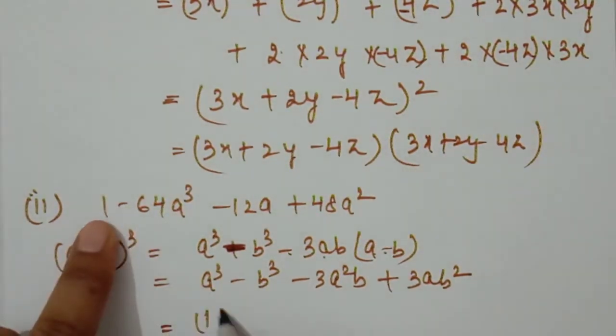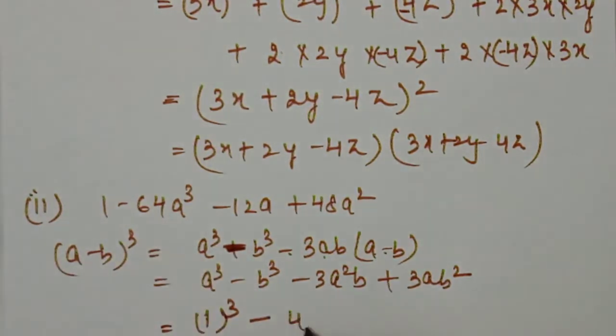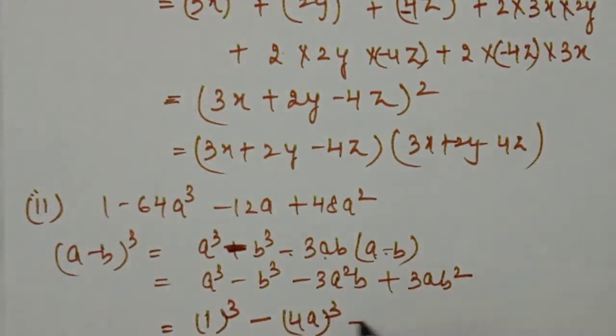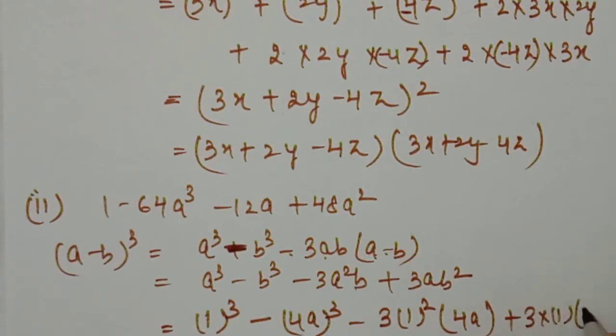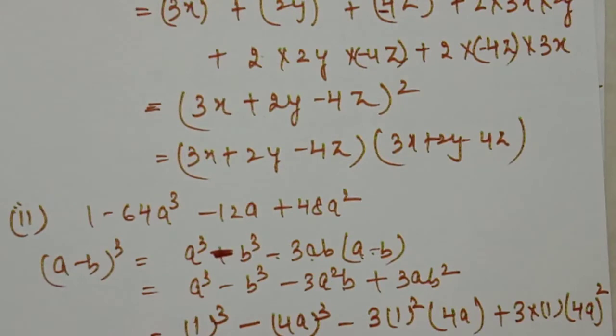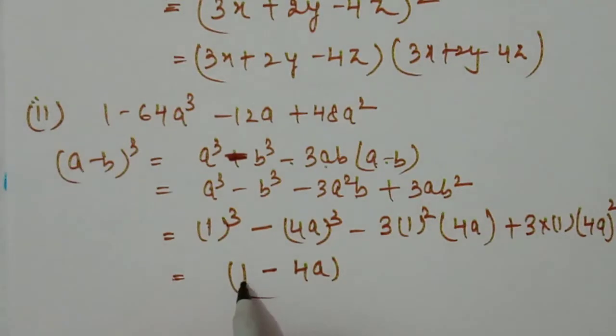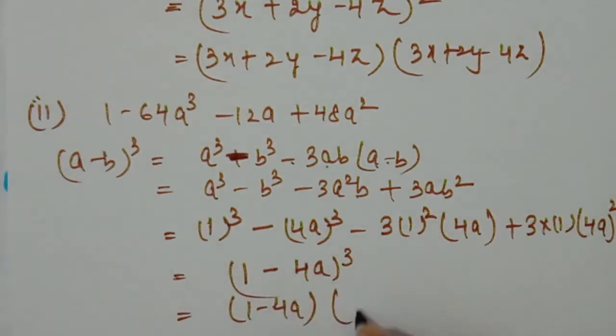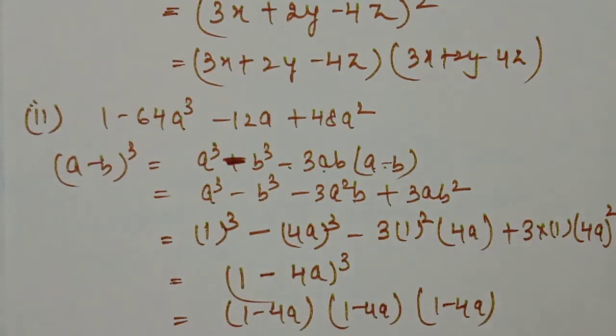Here we have a cube is 1 cube and b part is 4a cube and minus 3a square b means 1 square, b means 4a and 3 into 1 into 4a whole square. Check they are equal to this or not. Yes, definitely they are equal to this. So it is a is 1 and b is 4a. A is 1, b is 4a whole cube. Whole cube means multiply 3 times. So these are the factor of this given question. This is your 8th question.